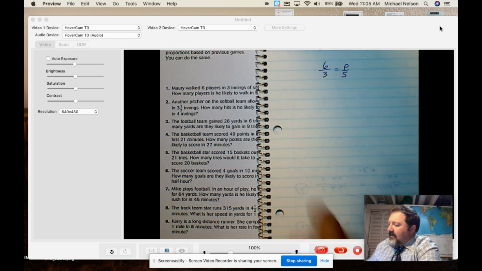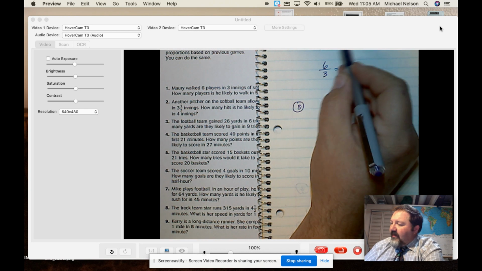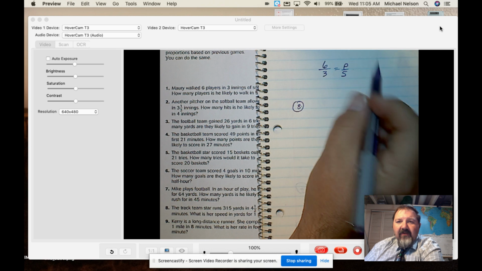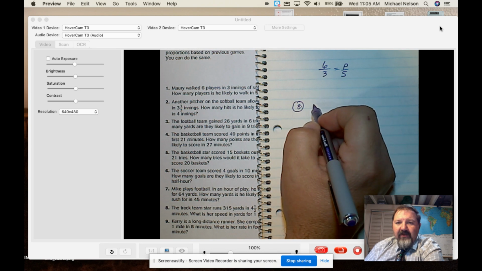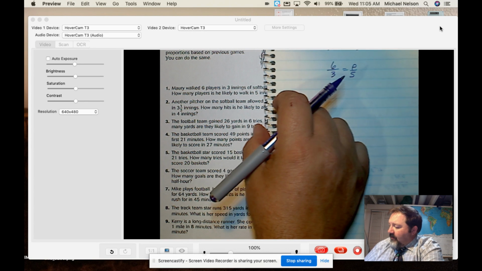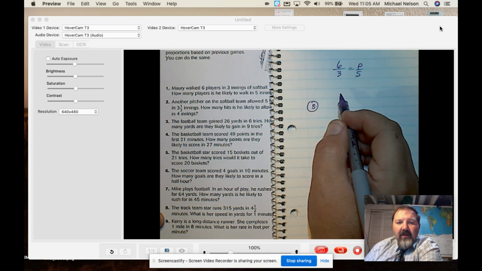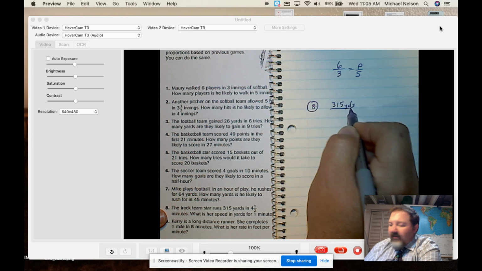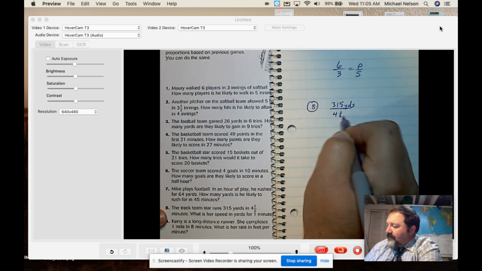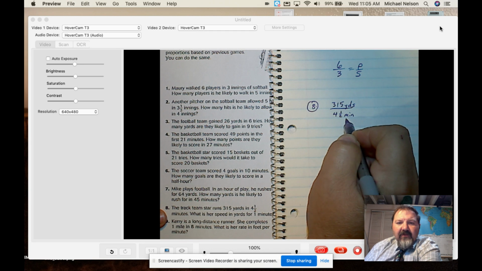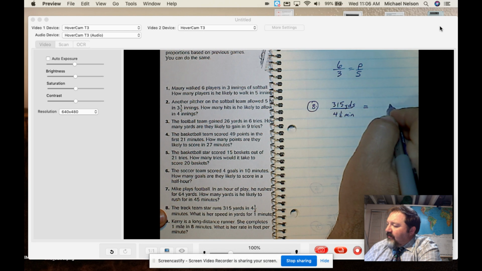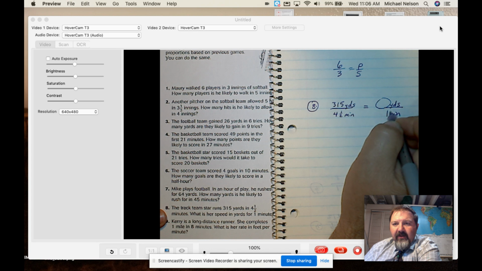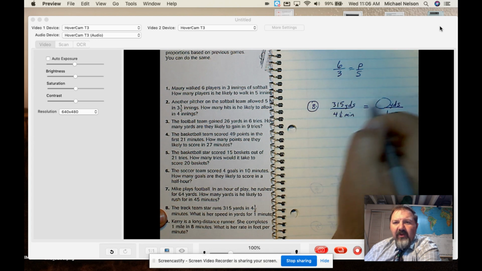Switch down to number 8. If you aren't solving the problems and you have these proportions, I'm giving you full credit, okay? So the people that aren't watching this are kind of missing out. For number 8, you've got the track team. Track team star runs 315 yards, and it's being compared to 4.5 minutes. What is her speed in yards per 1 minute? So you're changing it to yards per 1 minute, okay? You have a number here that you'll eventually get to. If you just simply write this, you've got full credit for this problem, okay?